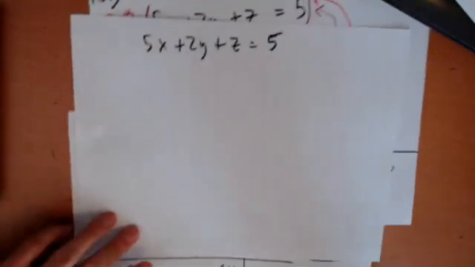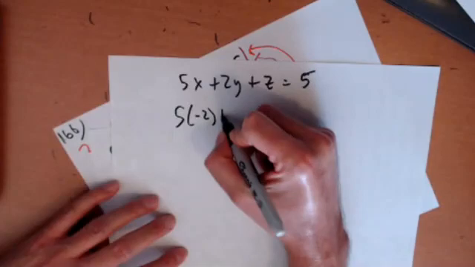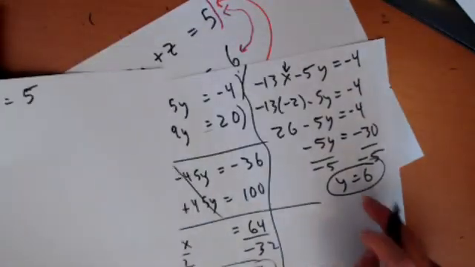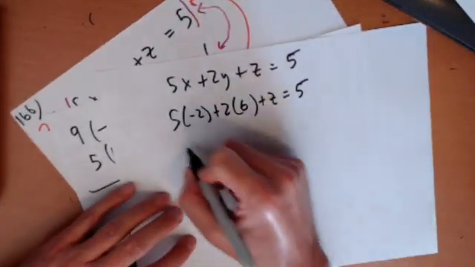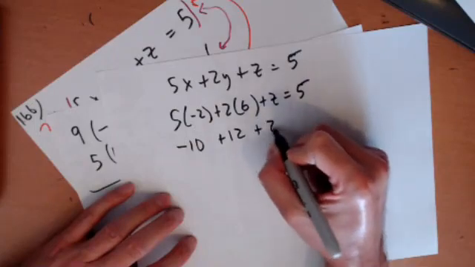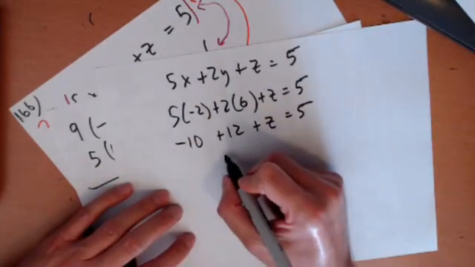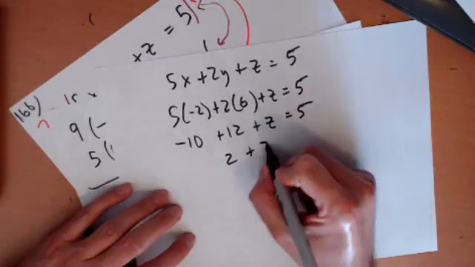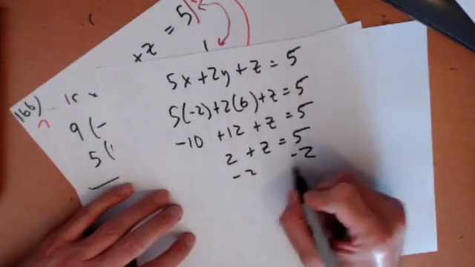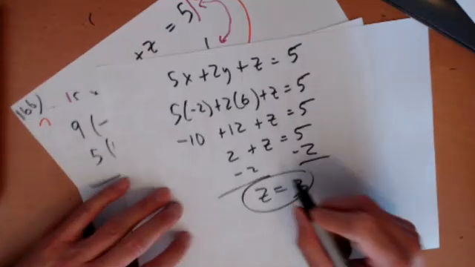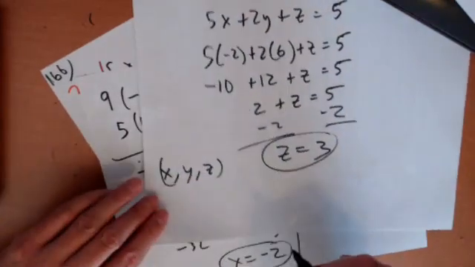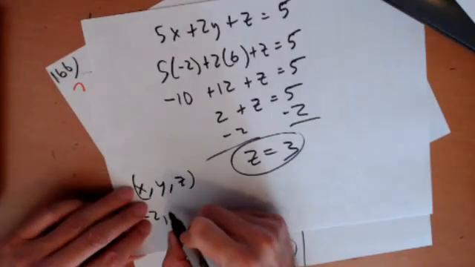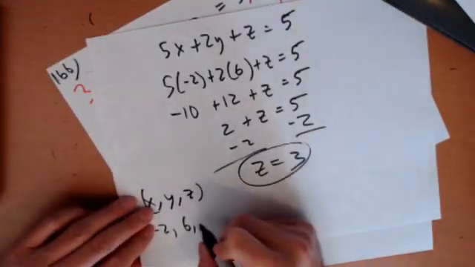Okay, we said x is negative 2. 5 times negative 2 plus 2 times y, which we said was 6, plus z equals 5. Negative 10 plus 12 plus z equals 5. What is that, 2? Plus z equals 5, subtract 2, z equals 3. Aha! So the answer is x, comma, y, comma, z, and we figured it out to be x was negative 2, y was 6, and z was 3.